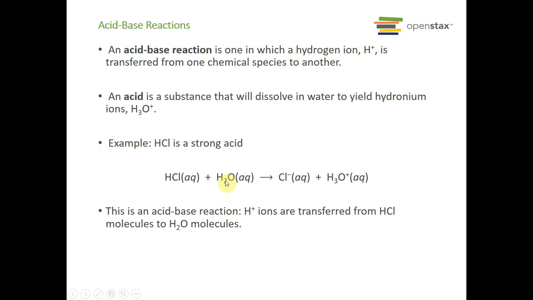HCl aqueous plus H2O yields the chloride ion and the hydrogen ion, but in water the hydrogen ion associates with the water and forms the hydronium ion. This is an acid-base reaction. Hydrogen ions are transferred from HCl molecules to the H2O molecule. There could have been much better reactions than this.